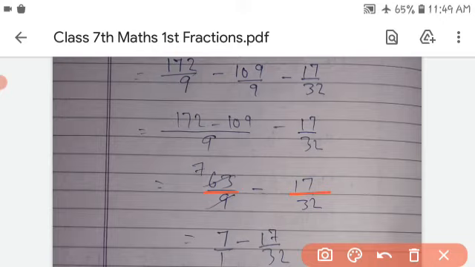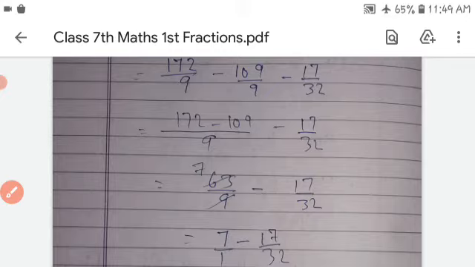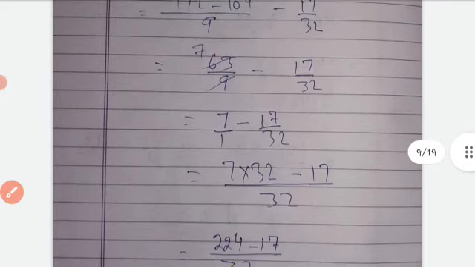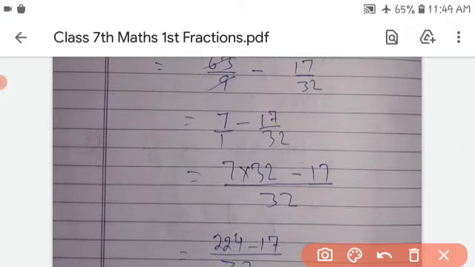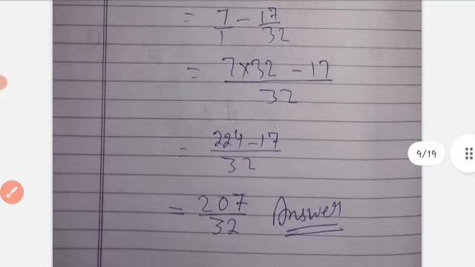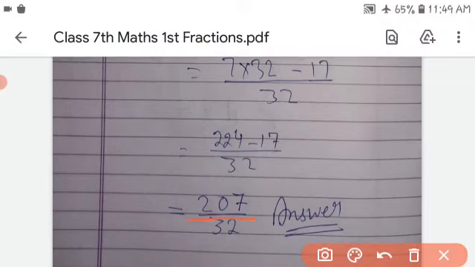9 times 7 is 63. Now 7 minus 17 upon 32. 7 into 32 minus 17. 7 into 32 is 224, minus 17. 224 minus 17 is equal to 207 upon 32, which is the answer.